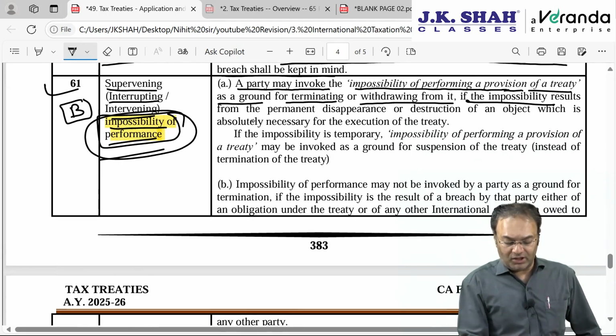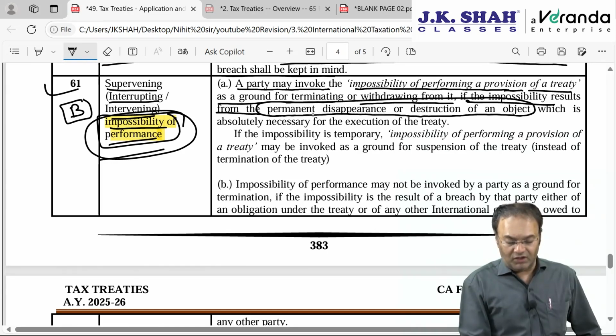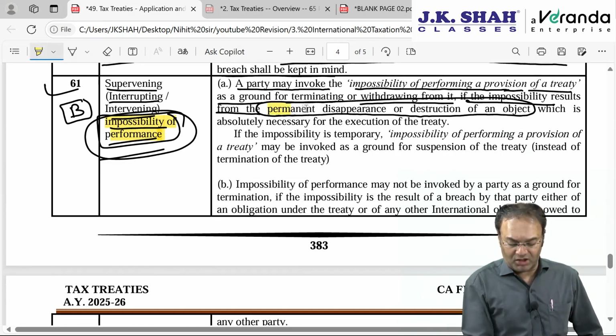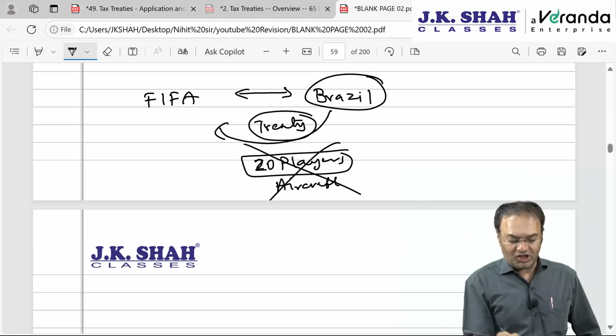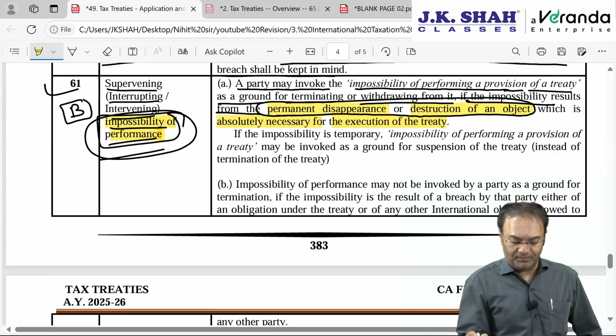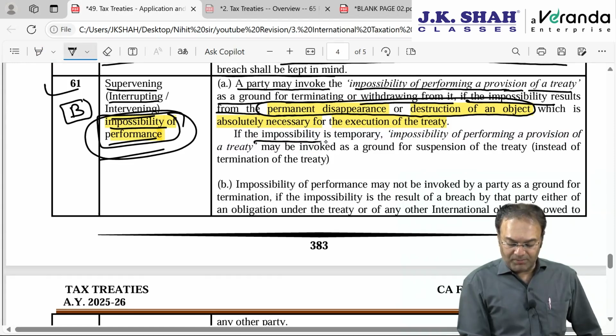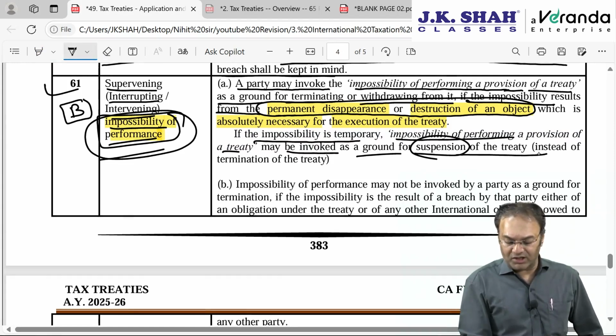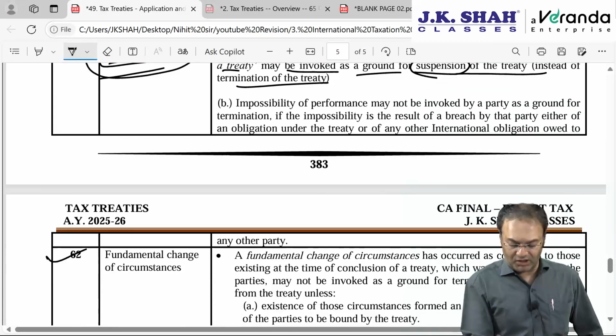If the impossibility results from the permanent disappearance or destruction of an object, if the impossibility is because of permanent disappearance or permanent destruction of an object which is absolutely necessary for execution of the treaty. Here what has permanently disappeared? Answer, 20 players, without which they can't play the tournament, they can't comply with the treaty. If the impossibility is temporary, then this can be invoked as a ground for suspending the treaty instead of permanently terminating it.